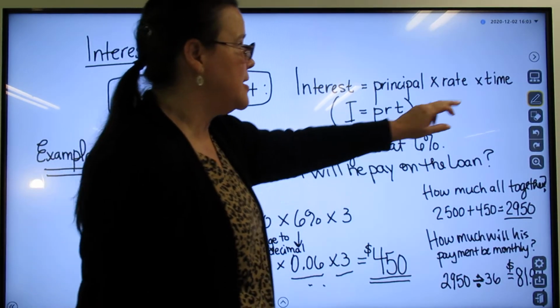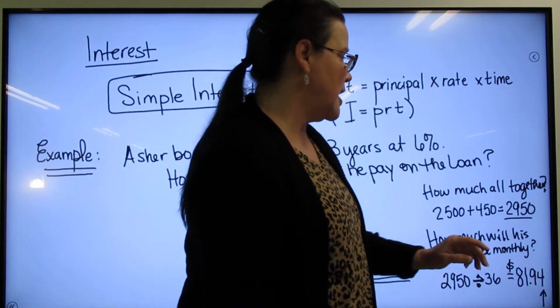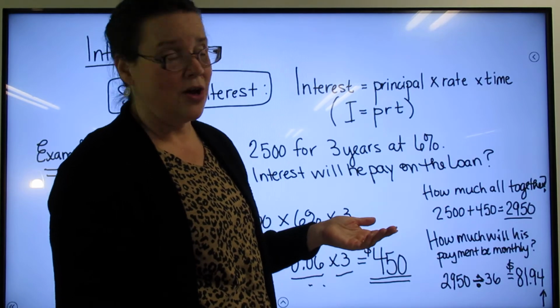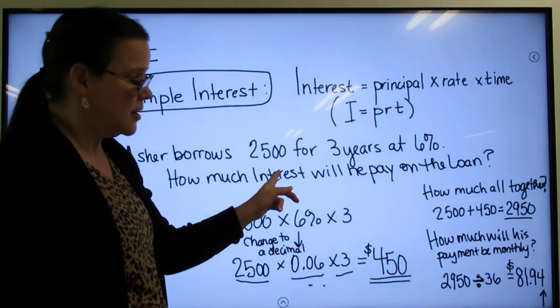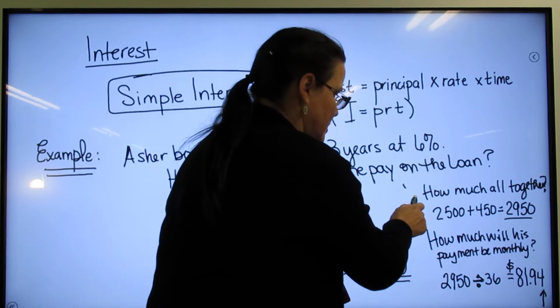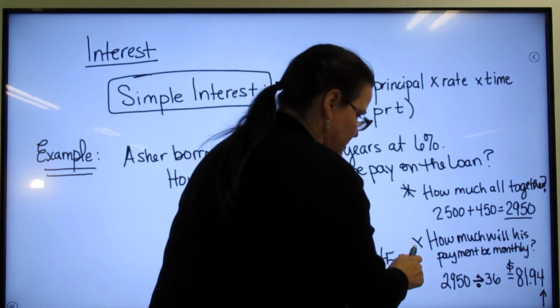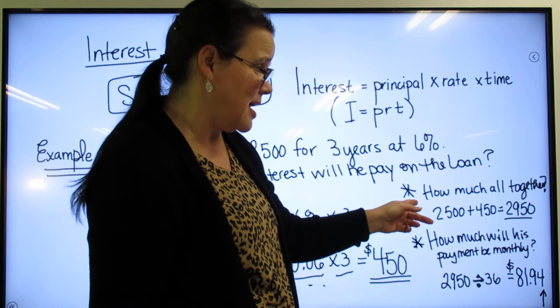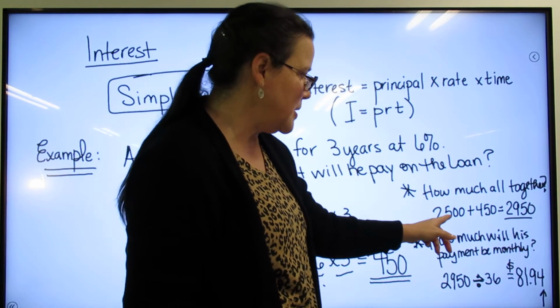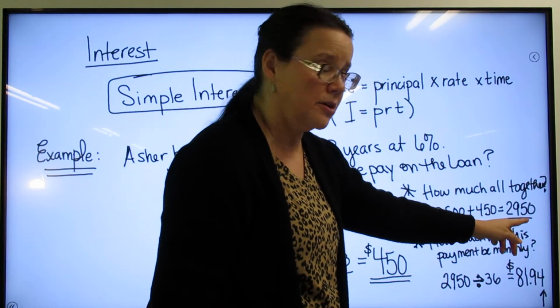However, there might be a question that asks you what's the total amount that they owe, and you would say 450 plus the 2,500. I put these on the sidebar to let you know that there might be another question on the test that may ask you the total amount. Then you would add 2,500 plus 450 and you get 2,950.